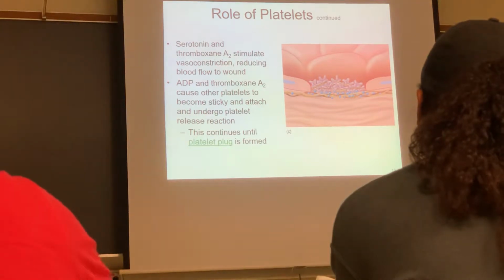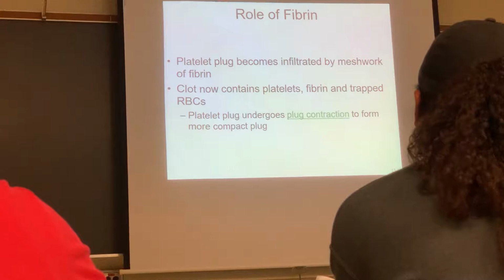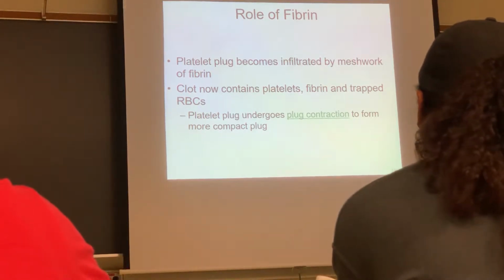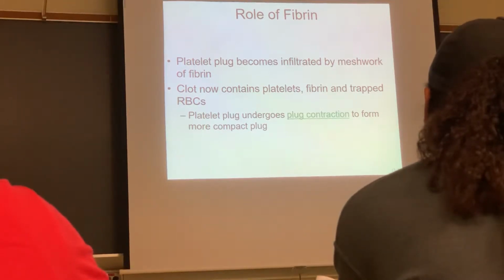But we're not finished yet. Just because we have a platelet plug doesn't mean we have a good clot. We need fibrin. And so you need to get to fibrin if you're going to have proper clotting. So people who have hemophilia might have platelets and they might be able to get the platelet plug produced, but if they can't get to fibrin, you're not going to have a functional clot.